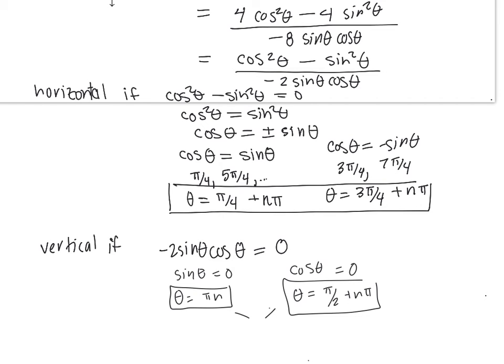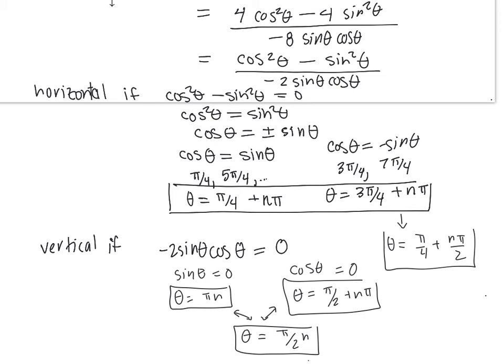Another way to express those as 1 would be theta is pi over 2 n. That gets all of the half pies, like 1/2 pi and 3/2 pi, but also gets all of the whole pies, because when you input n equals 2, notice that you get pi. Similarly speaking, these could be expressed as theta is pi quarters plus n pi over 2. It's only 1/2 pi from pi quarters to 3 pi quarters.